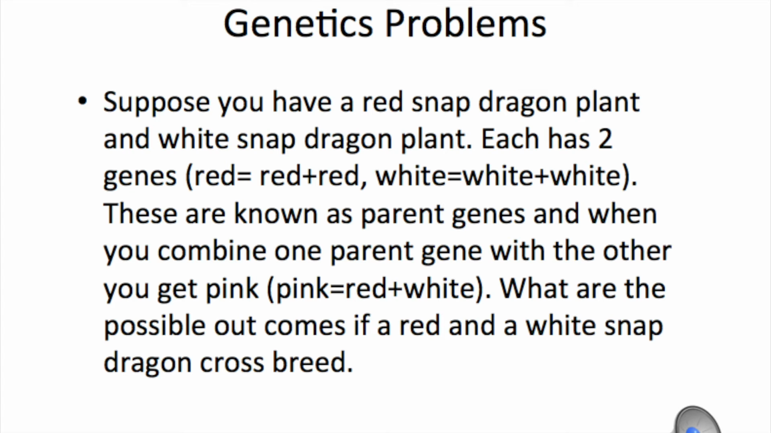So suppose you have a red snapdragon plant and a white snapdragon plant. Each has 2 genes. A red one is a red and a red, and a white is a white and a white. These are known as parent genes, and when you combine one parent gene with the other, you get pink. Pink equals red plus white. What are the possible outcomes if a red and white snapdragon crossbreed?